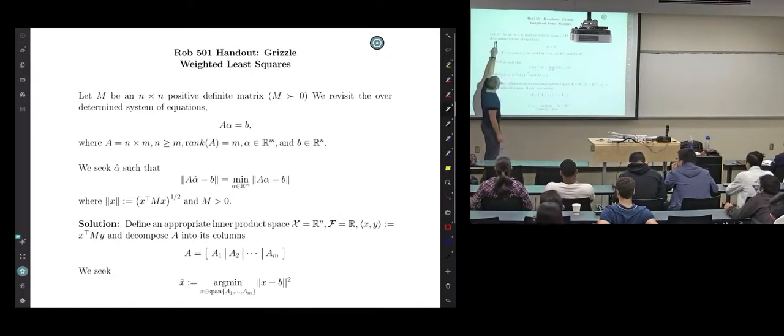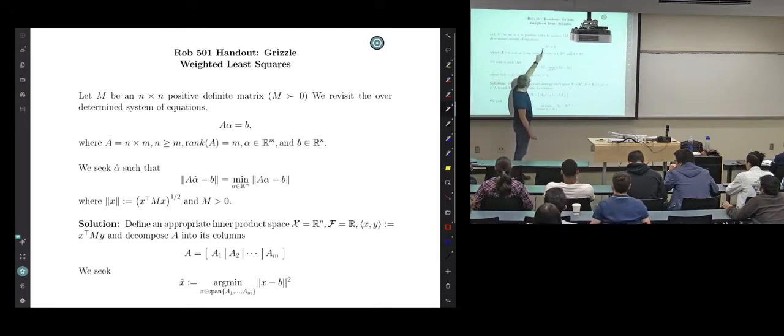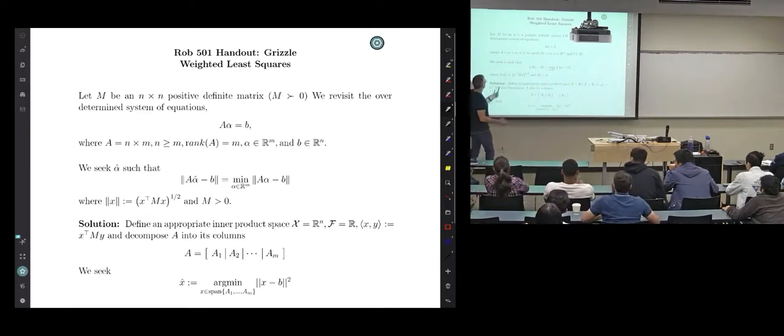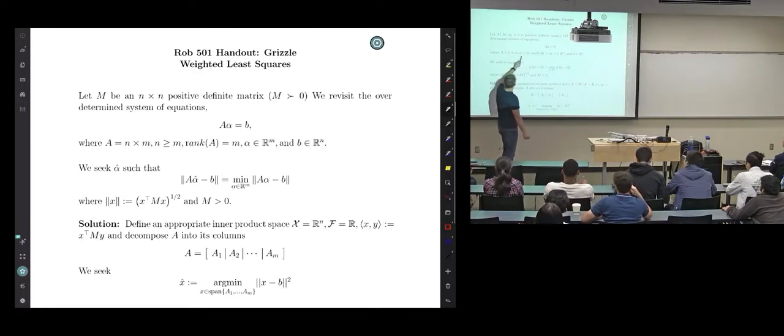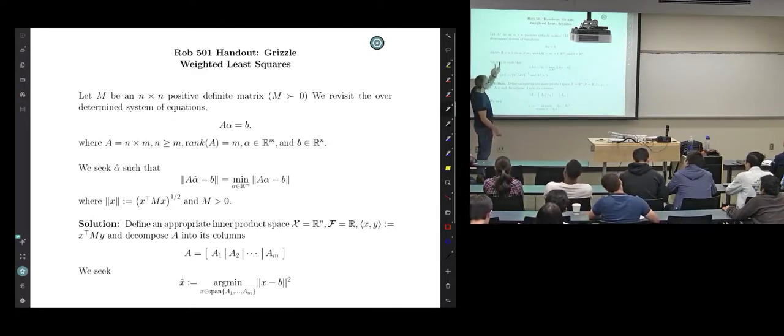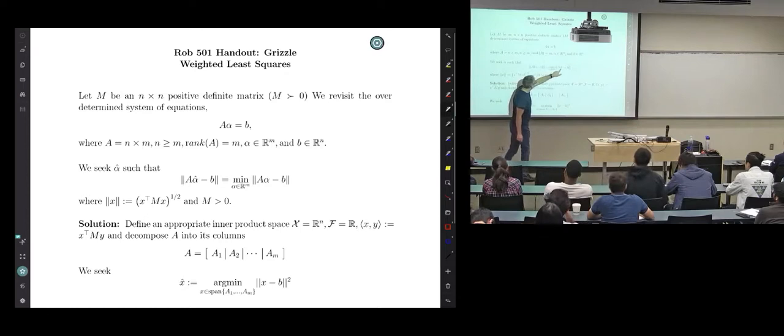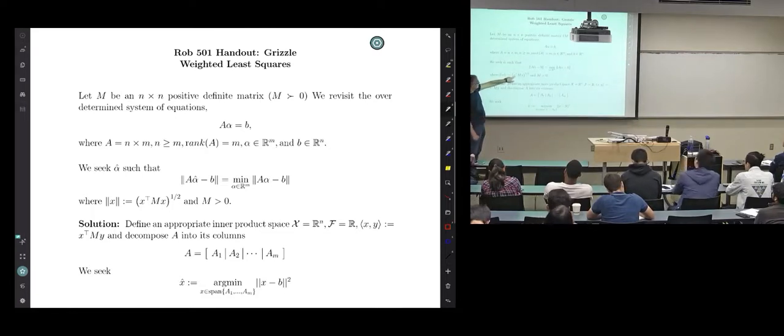So let's suppose that our matrix M is positive definite. I just want to revisit the overdetermined system, A alpha equals B. I still assume that A has full rank. The columns of A are linearly independent. I'm still finding my alpha to minimize a norm, but this time my norm comes from X transpose MX, times a half.